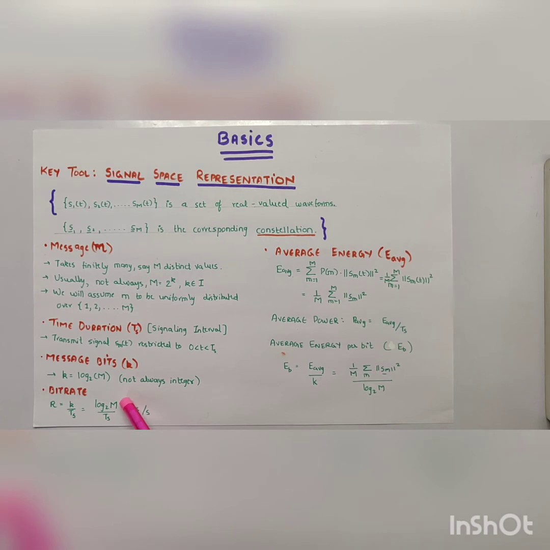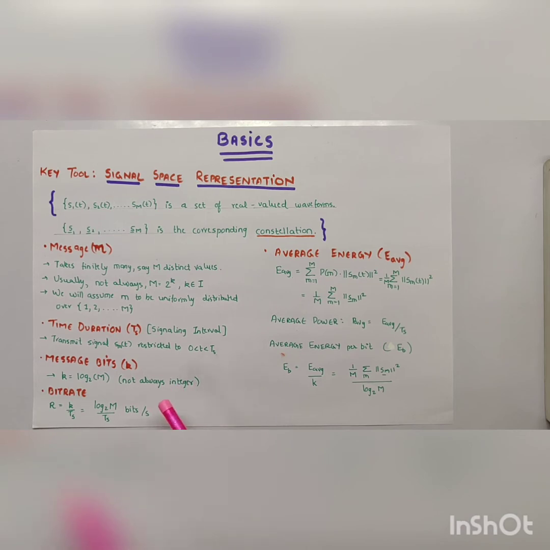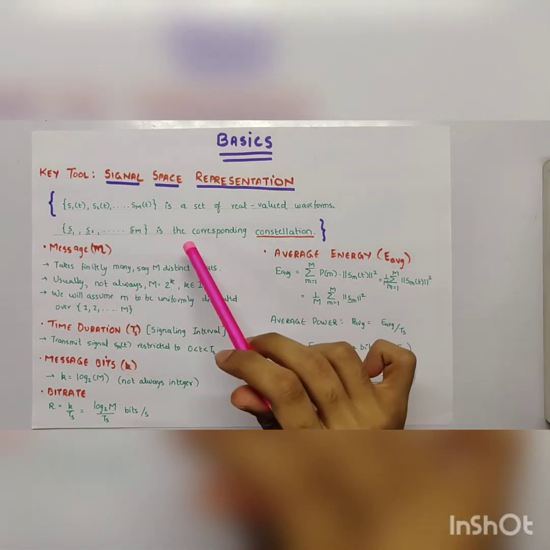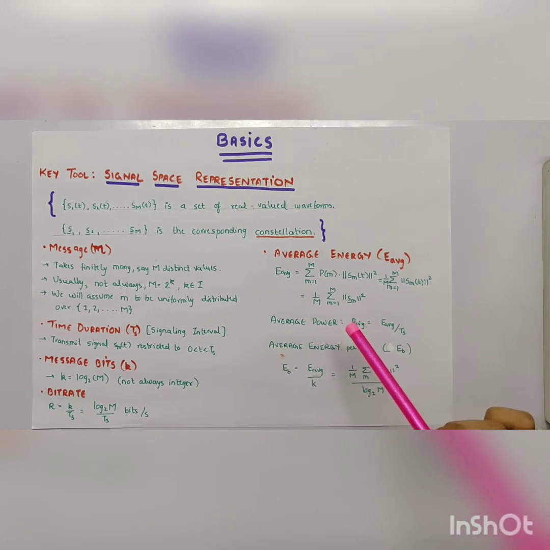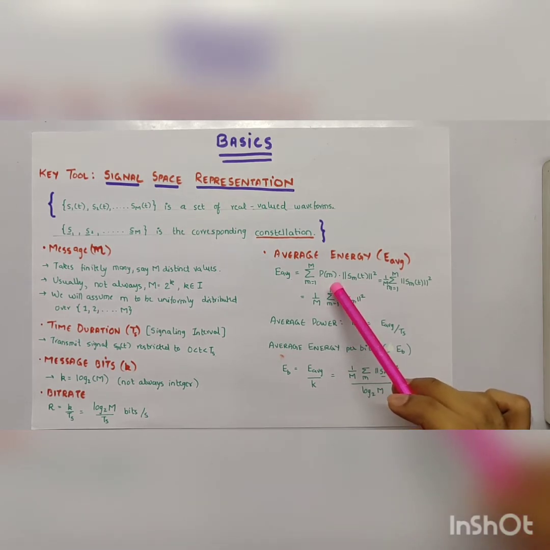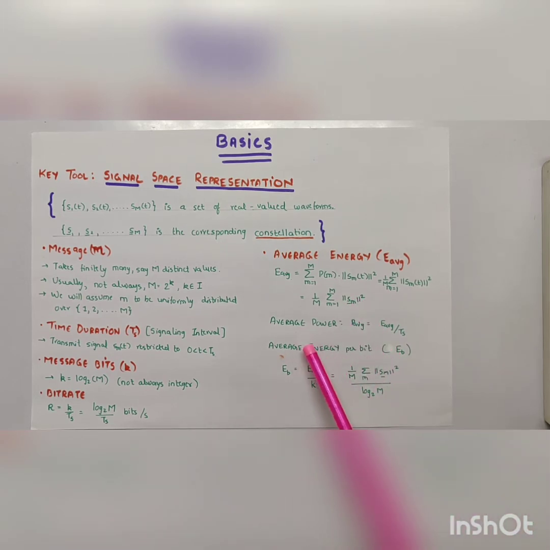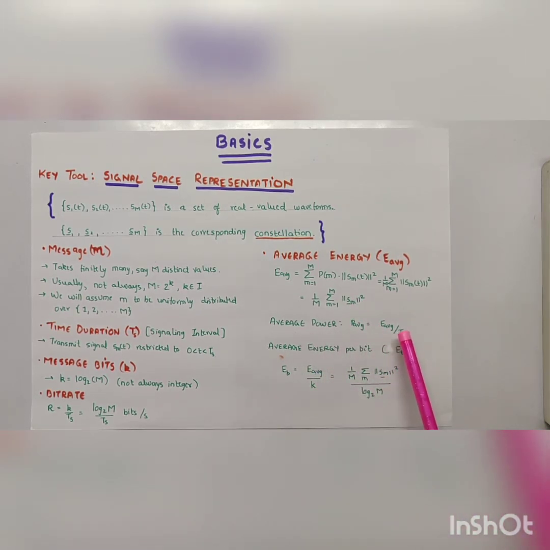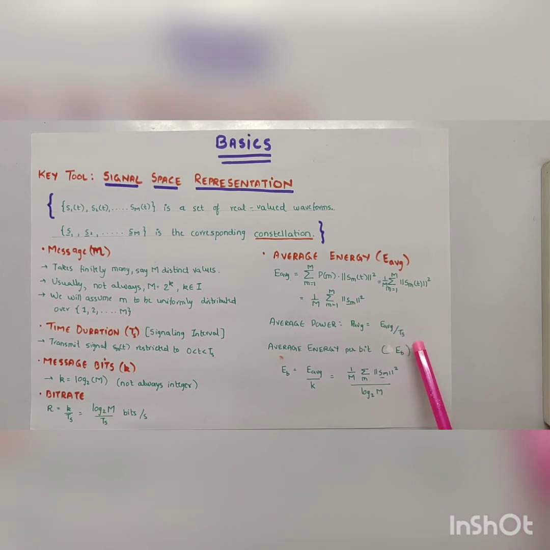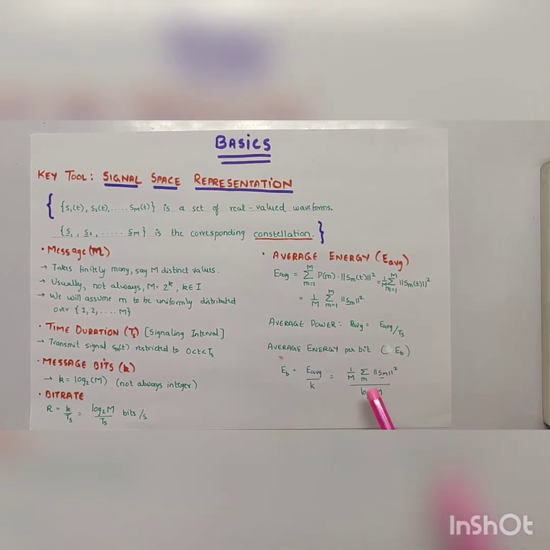Bitrate is bits per signal times the signaling rate, so eventually it's bits per second. The average energy is the mean of energies of all signals in the constellation. We have and will assume that all signals and the corresponding messages have equal probability of being transmitted, and that is why P_m equals 1/M. Average power will be average energy divided by signaling duration, and average energy per bit is the average energy divided by the number of bits per message signal.